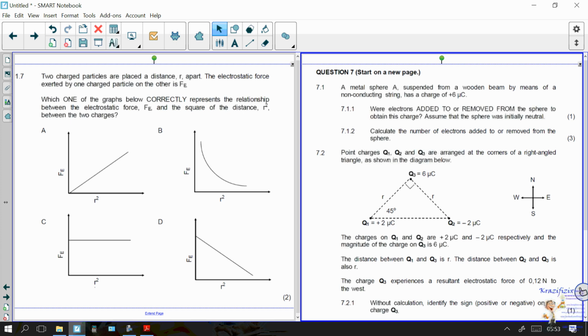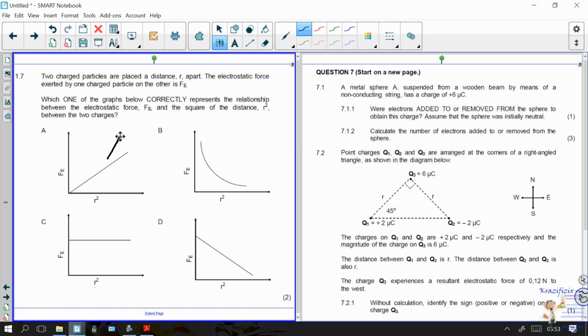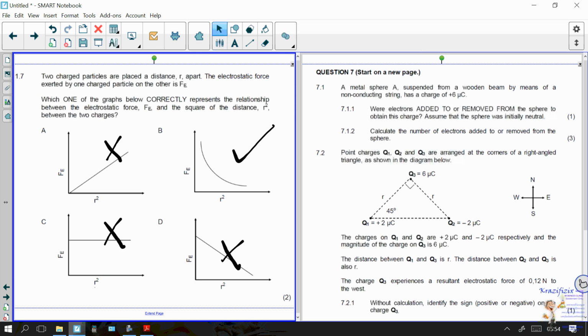All we need to remember here is our law. The law states that the electrostatic force is inversely proportional to the square of the distance. This is wrong. This means constant here. This is wrong, and that is correct. Inversely proportional. If you go back to video number 1, we did a little thing on graphs, so you'll get the correct answer there, but it's all in the law.